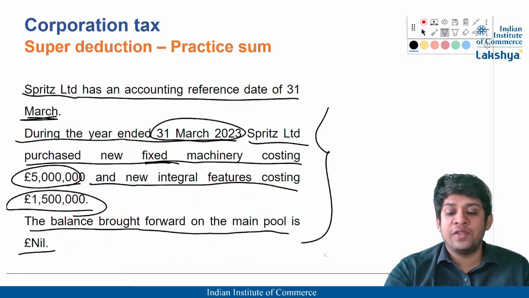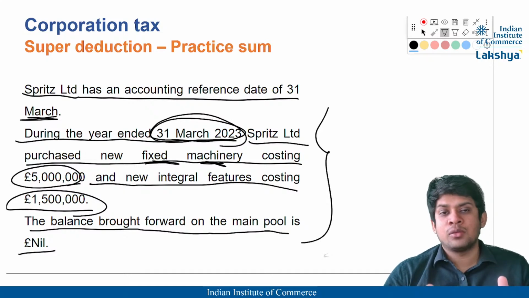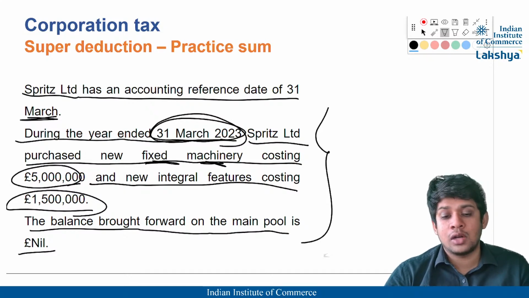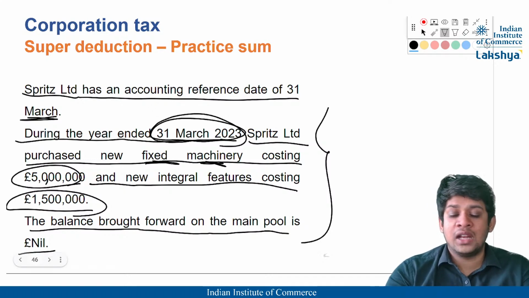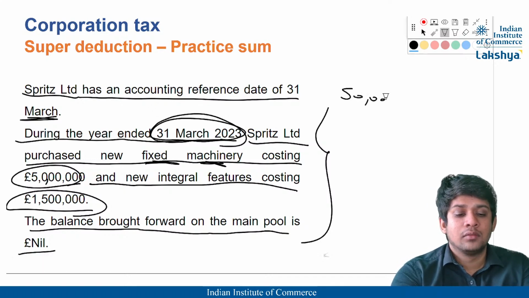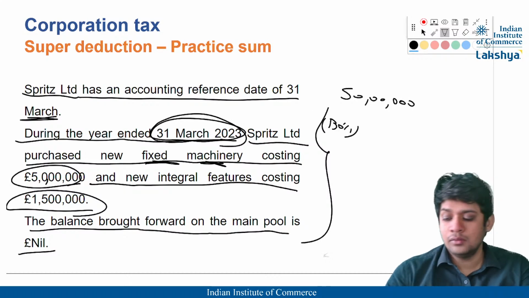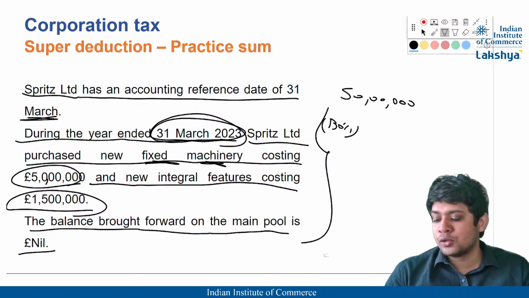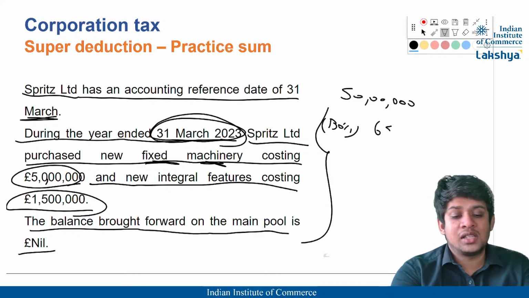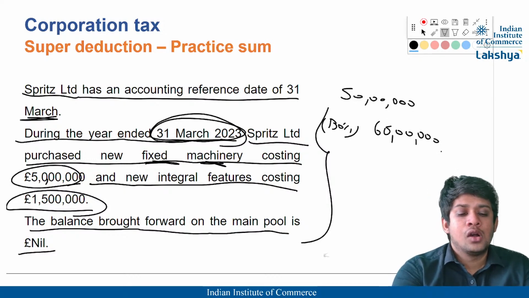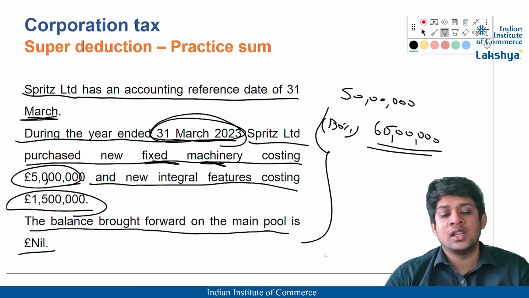Firstly, they have purchased new fixed machinery. That means it is plant and machinery, purchased on 31st March 2023. Till 31st March 2023, you get a super deduction. The value of this machinery is 50 lakh, or 5 million. A super deduction of 130% is given on this, and there is no limit for the super deduction. 50 lakh into 130% is 65 lakh, or 6.5 million, which is the super deduction given on this asset.